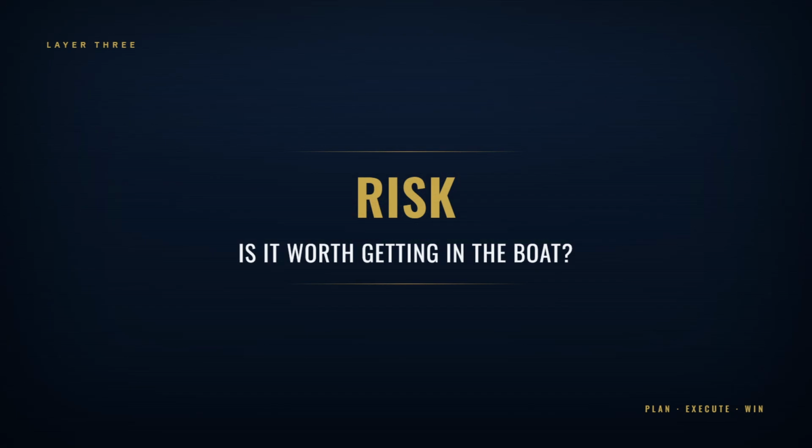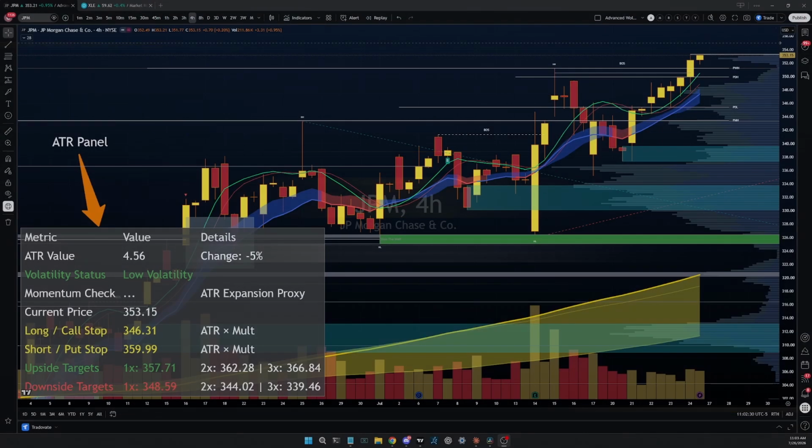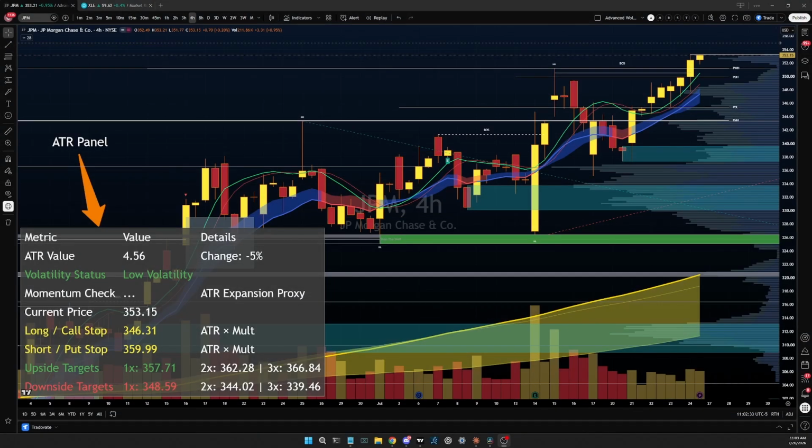Layer 3, risk. And this one's got one tool in it, which should tell you how much weight it carries on its own. The ATR panel. ATR is your volatility read, how much this thing actually moves. It tells you where the move has realistic room, whether your stop is even feasible. It does not tell you whether to take the trade. Say it with me. ATR only tells us whether the move has realistic room. ATR does not create the trade.